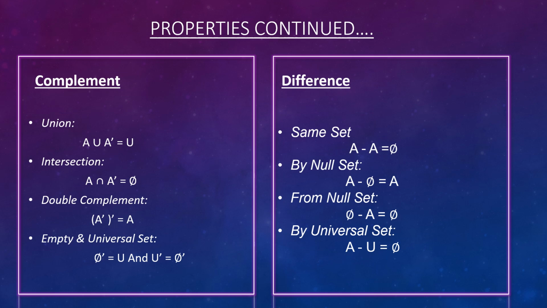Now, properties of difference. Same set: if we subtract the same set, that is, if we do a difference of the same sets, we will get a null set. And if we subtract the empty set from a set, we will get that set itself.